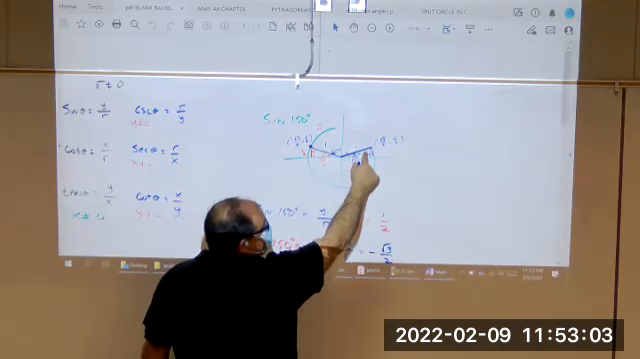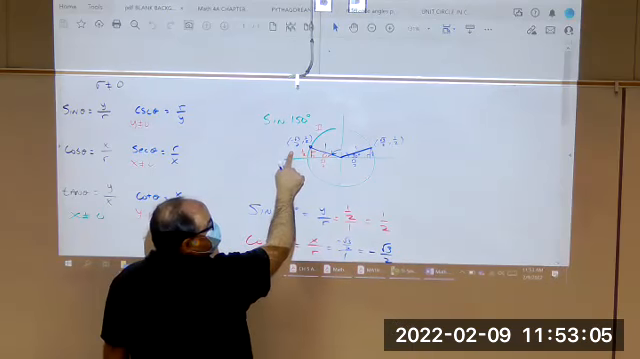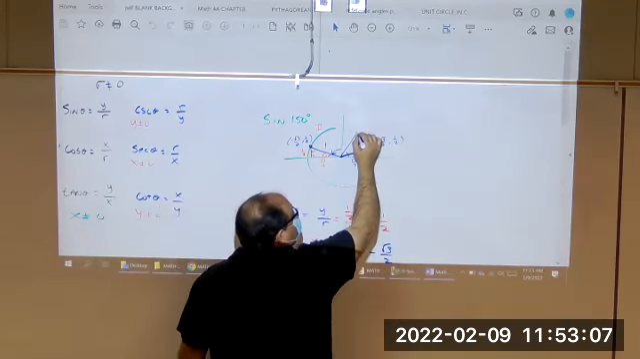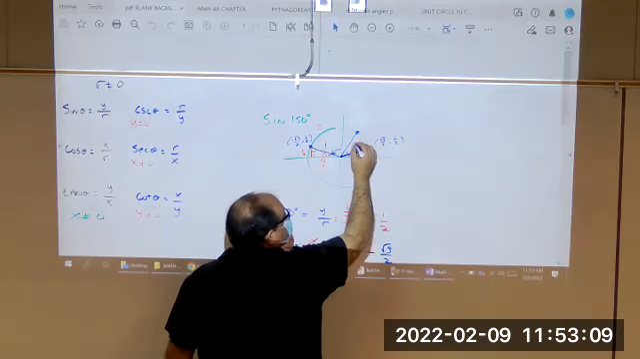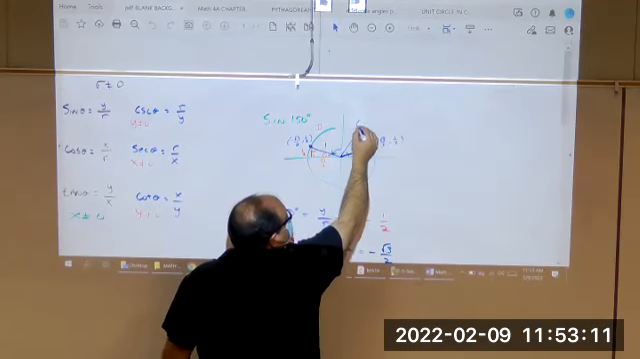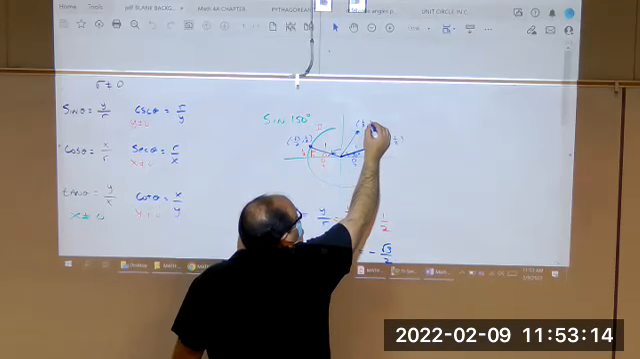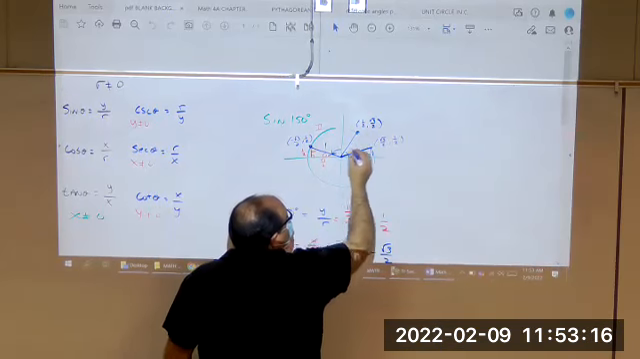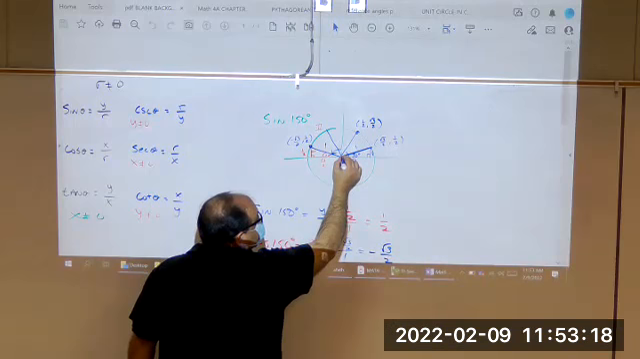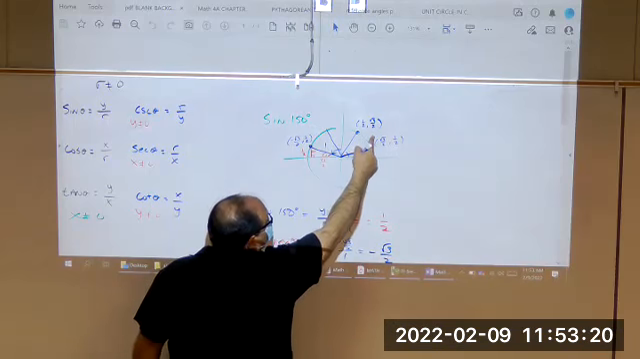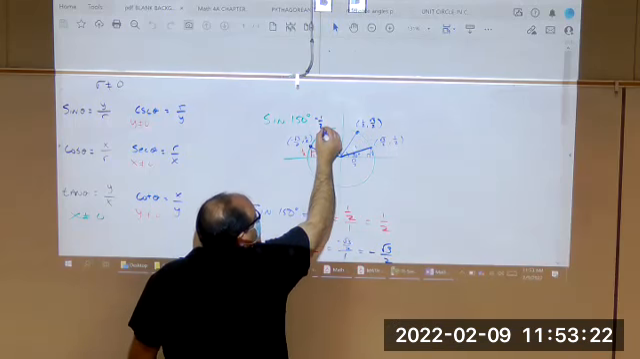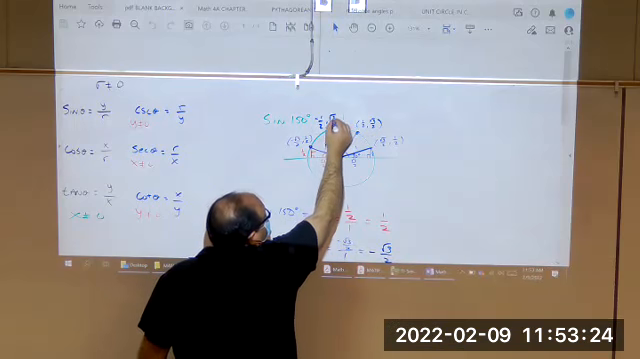So if you know what happens at 30, you know what's going to happen at 150. If you know what happens at 60, because at 60, the x is 1/2 and the y is square root 3/2, then you know what's going to happen at 120. At 120, x is negative 1/2. Y is still positive, square root 3/2.